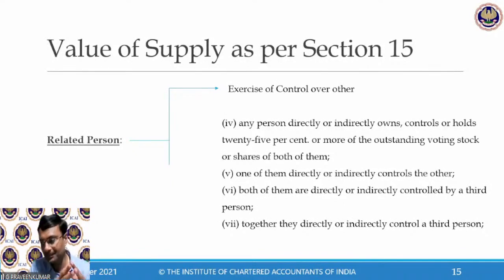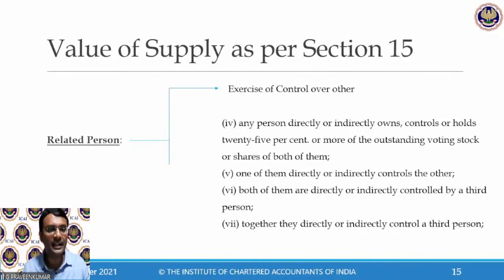Now, take the example of Maruti. Maruti has a supplier, Mr. A, who supplies 70% of raw material, and Mr. B, who supplies 30% of raw material. A and B put together make 100%, so they control the supply to Maruti. This is clause 7, where two people together can control a third person. So this is how we examine this term called control.